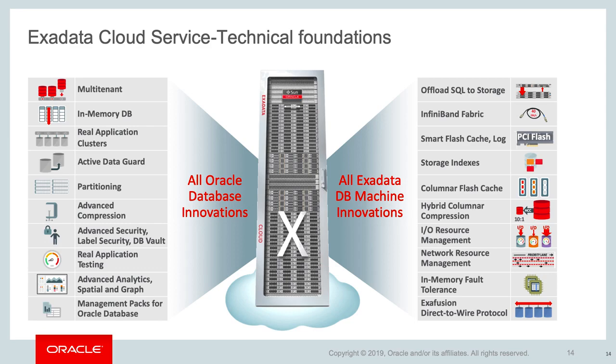Then when it comes to the software capabilities, there is a vast variety of software innovations applicable to Exadata Cloud Service. It has storage indexes, which avoid unnecessary I/O operations by replacing them with a few in-memory lookups. Exadata Cloud Service has ExaFusion, a direct-to-wire protocol, which allows database processes to read and send Oracle RAC messages directly over the InfiniBand network, which improves the OLTP response time and scalability in Exadata systems.